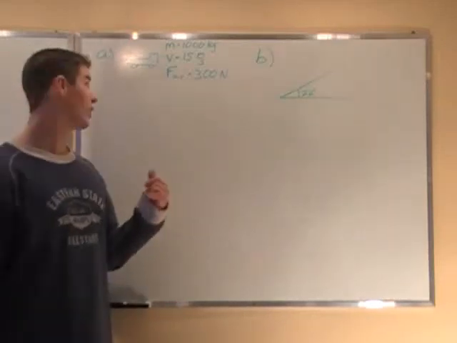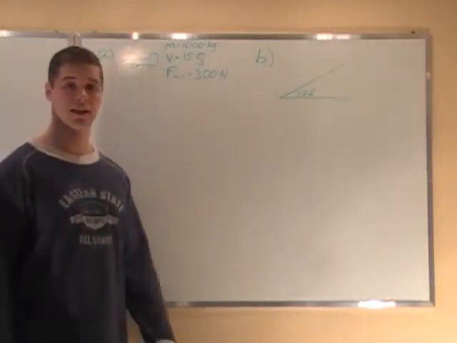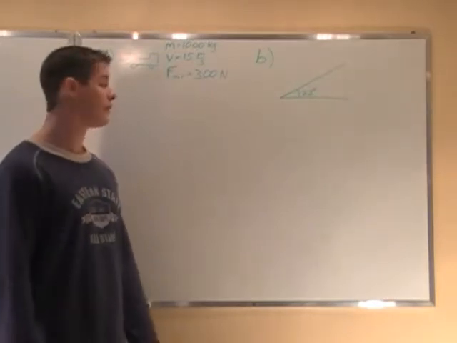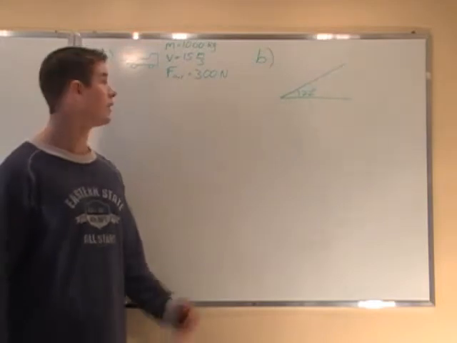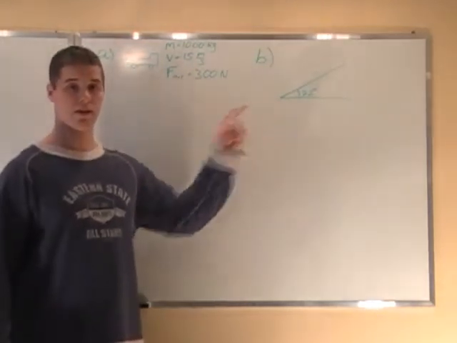We have a truck driving down the road at 15 meters per second and it weighs 1,000 kilograms. If the air resistance is 300 newtons, what's the power required to keep it going at this speed for a level road and for a hill at 22 degrees?